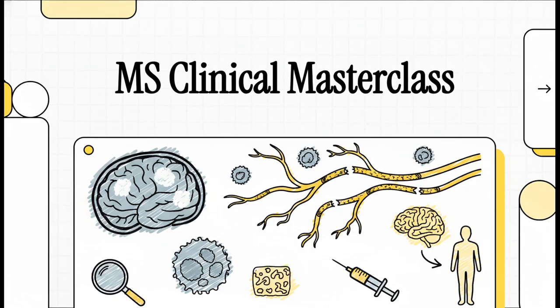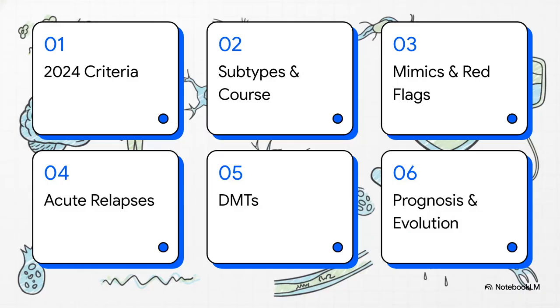We are covering the whole shebang, from that very first incidental MRI finding all the way to advanced therapeutics. So let's jump right in. Here's our roadmap for today. We'll be moving chronologically through the new 2024 diagnostic criteria, mapping the disease subtypes, ruling out mimics with red flags, and then tackling acute relapse management, disease-modifying therapies, and prognosis.